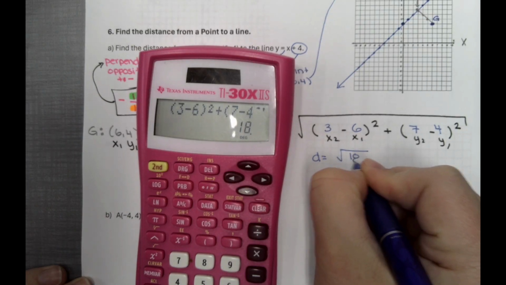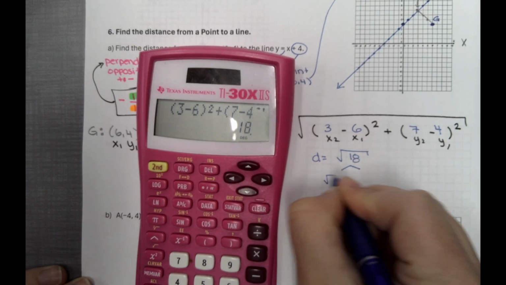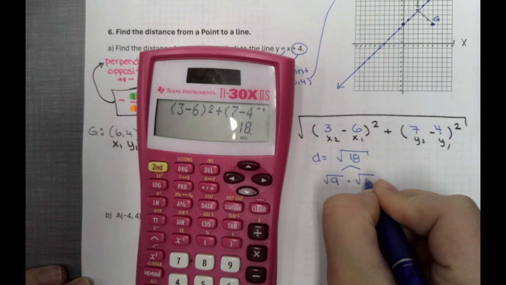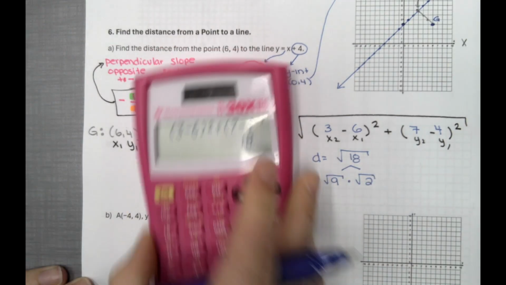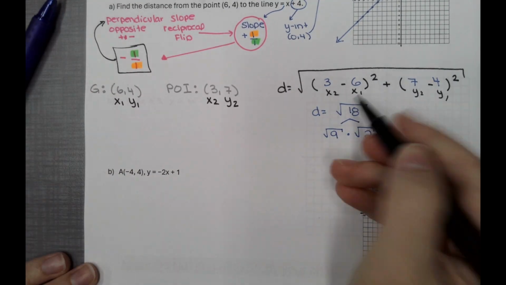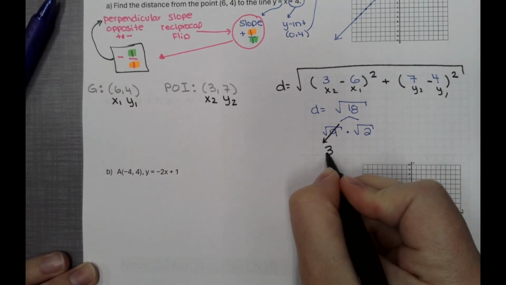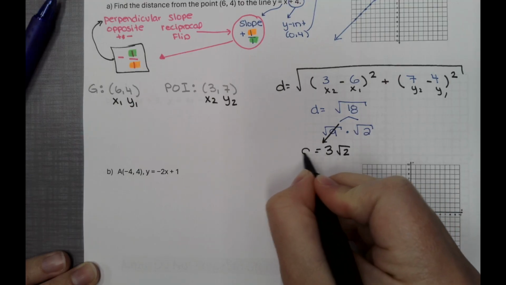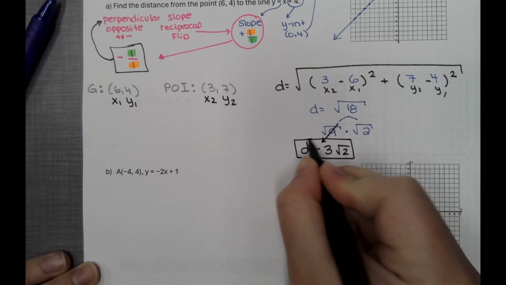So we do need to split this up. This is the square root of 9 times the square root of 2. Everything has a house, okay? Don't remove any sort of houses until you change how it looks. So the square root of 9 is going to change into just 3, and we have our answer for our distance.